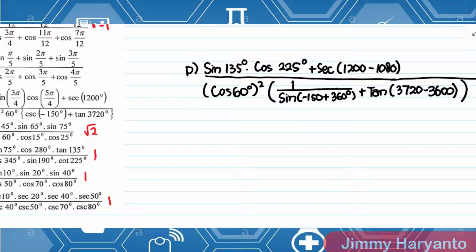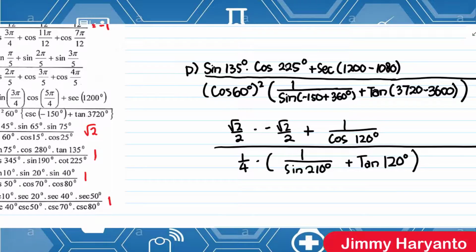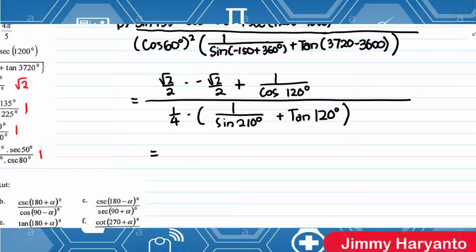So let's calculate this. For sine 135 it will be square root 2 over 2, and then for cos it will be negative square root 2 over 2, and then plus secant is 1 over cos, 120 degrees over cos 60. Cos 60 is half, squared, half squared is 1 over 4, and then for this one 1 over sine 210 degrees, and then plus tan 120 degrees. Okay, this one is all special angles, so it will be easy.